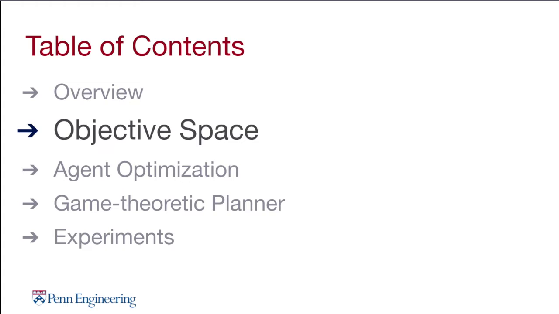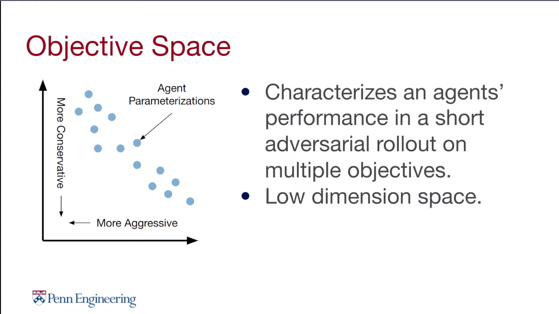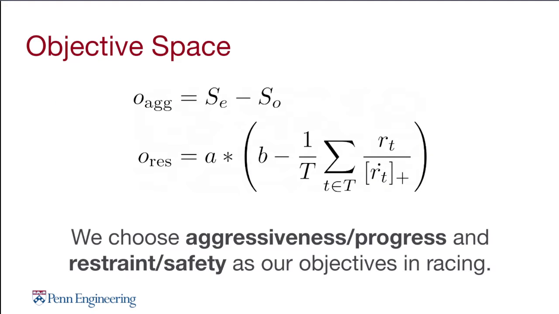First, we'll go over our definition of the objective space. The objective space characterizes an agent in a low-dimensional space while capturing agent performances. In our experiments, we choose progress and safety as our objectives.